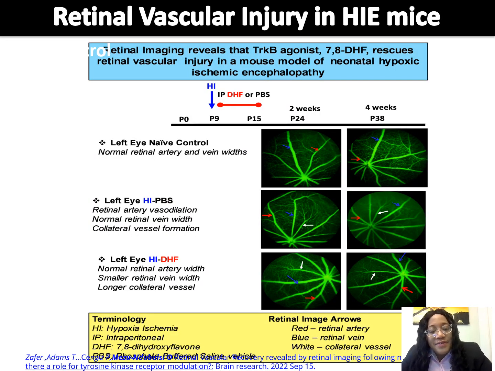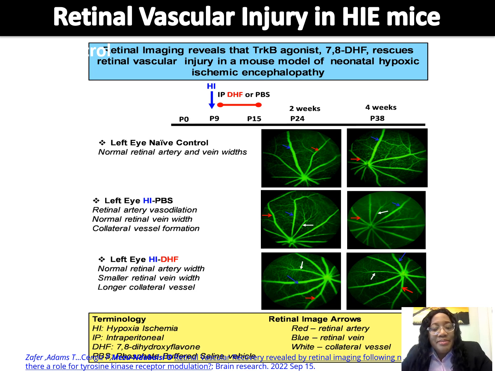Hypoxic ischemic encephalopathy, HIE, from perinatal asphyxia in term and near-term infants causes long-term disabilities, but HI-related retinal vascular injury has not been characterized. I collaborated with Dr. Senzig at UW to study retinal imaging in the mouse model of HIE, and also studied the efficacy of 7,8-dihydroxyflavone, 7,8-DHF, a TrkB agonist and neurotrophin, in reversing the injury, if we saw any.